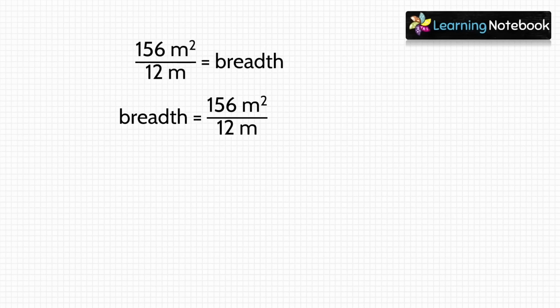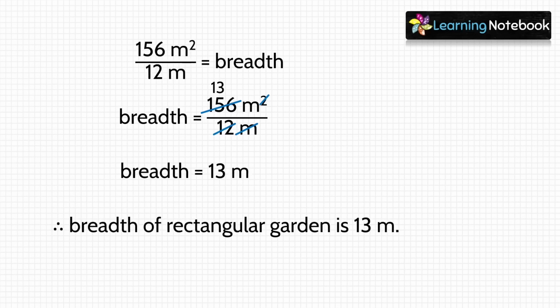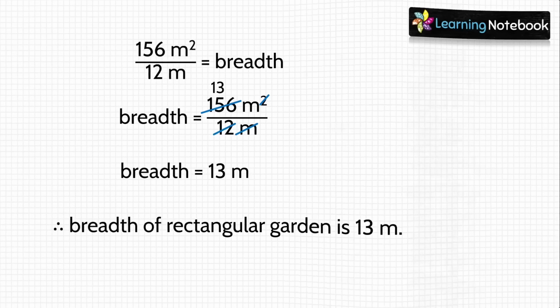Now let's simplify. 12 into 13 equals 156. So we get breadth equals 13 meters. Let's write the answer statement. Breadth of the rectangular garden is 13 meters.